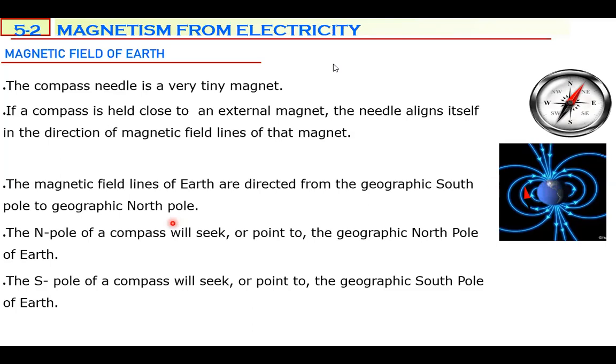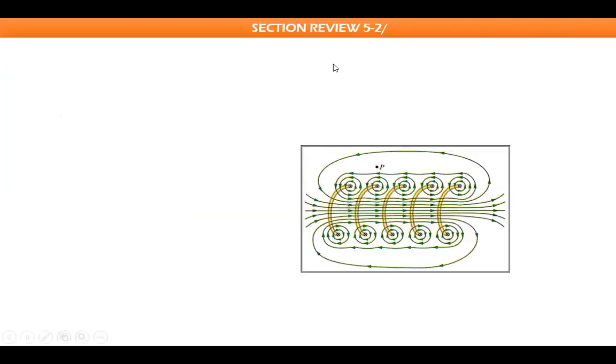I will continue with section 3, which is about charges inside a magnetic field. Let's start section 3.